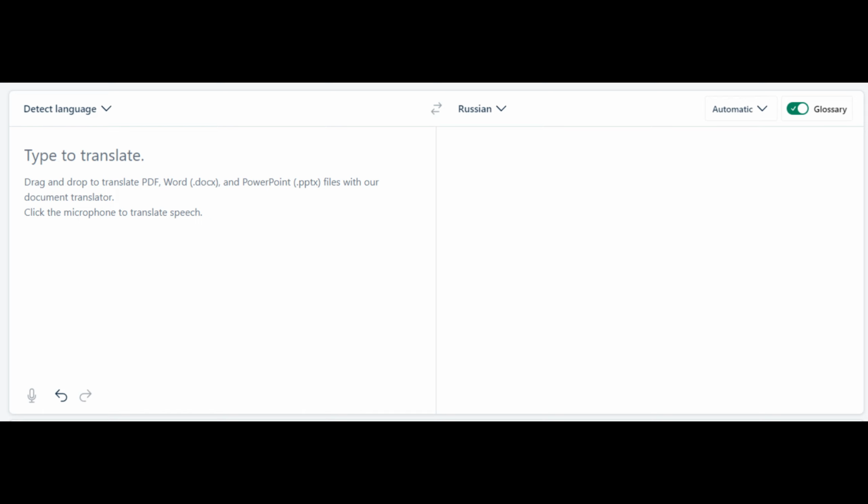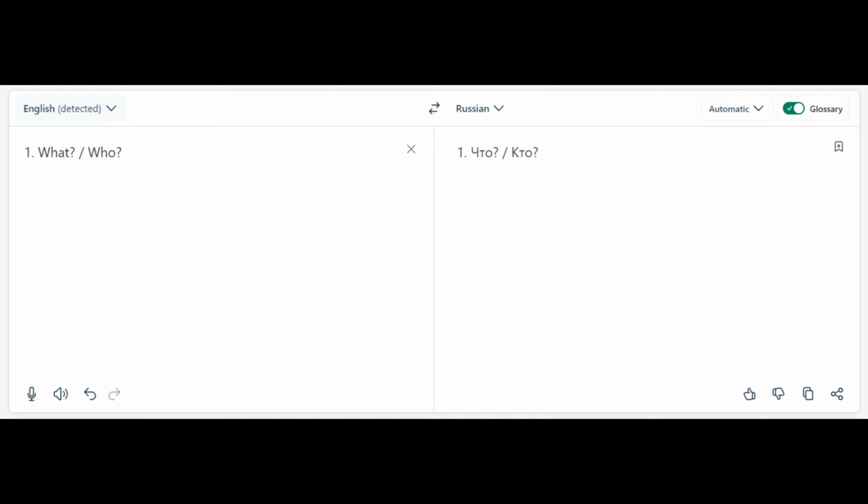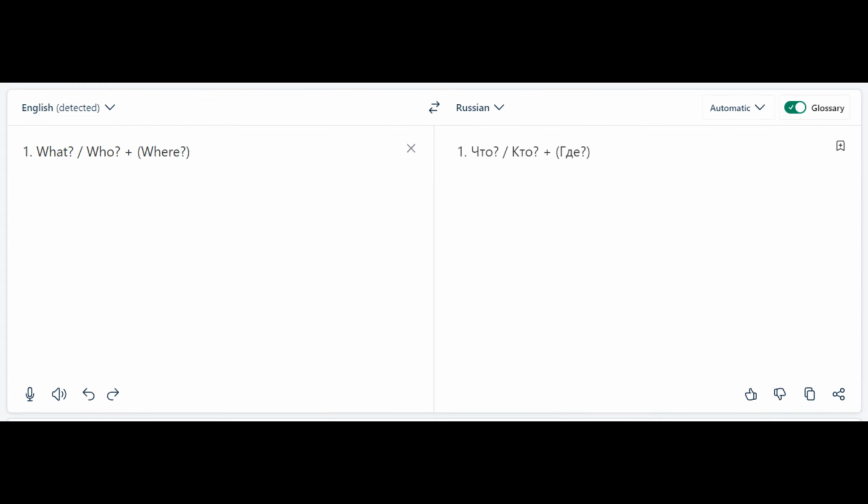Here, you're seeing an image of DeepL Translate, which is an accurate translator, so expect these words to be modified differently than they are in English. At first, we have what or who in the nominative expression, which is chto and kto. A native Russian speaker always pronounces chto as "shto" with a sh sound. Additionally, we have the word where in the nominative, which is где.